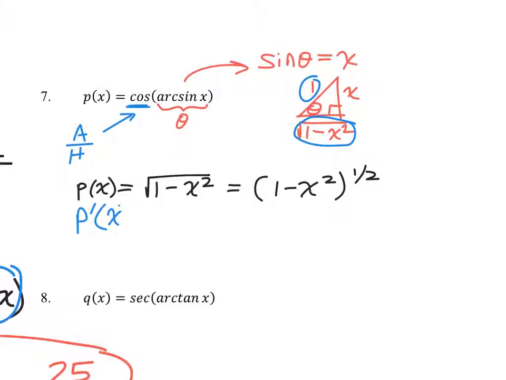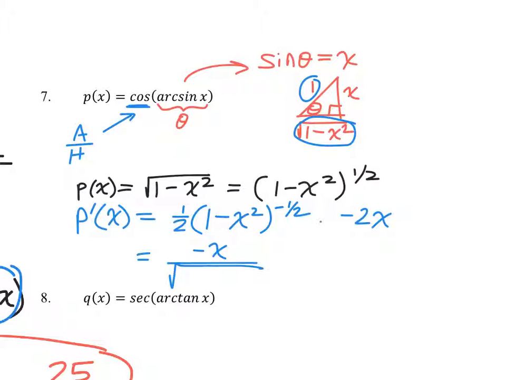So the derivative, p prime of x, is 1/2, 1 minus x squared to the negative 1/2 times negative 2x, which, when we clean it up, assuming you need to clean it up, ends up being negative x over the square root of 1 minus x squared. The 2's cancel out, the negative x stays up top. Because you have a negative 1/2, that radical part is going to go to the bottom.